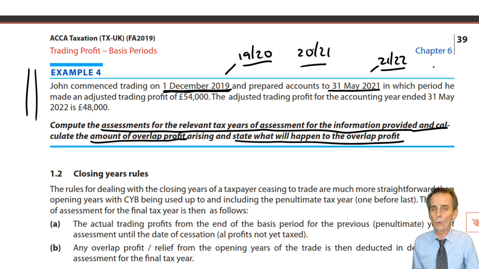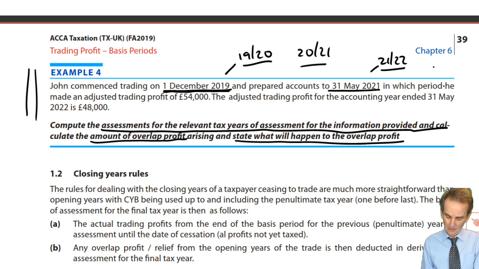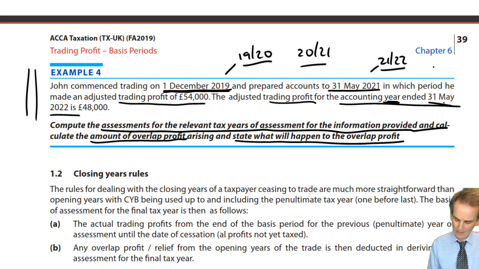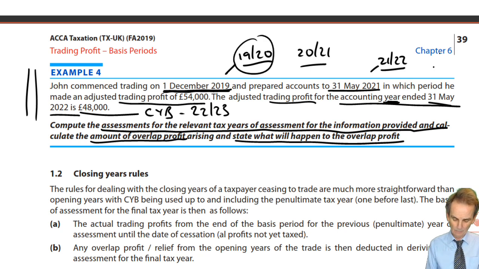That tells you, therefore, which scenario you're looking at and what basis of assessment to use. The period of profit: it's a trading profit of £54,000, and then we've got an adjusted trading profit for the accounting year ended 31st of May 22. First time you have an accounting year, first time you can use CYB. Year ended 31st of May 22. What tax year does that end in, allowing you to use CYB? That will be the 22-23 tax year. So first year actual, that year is the 4th year, CYB.